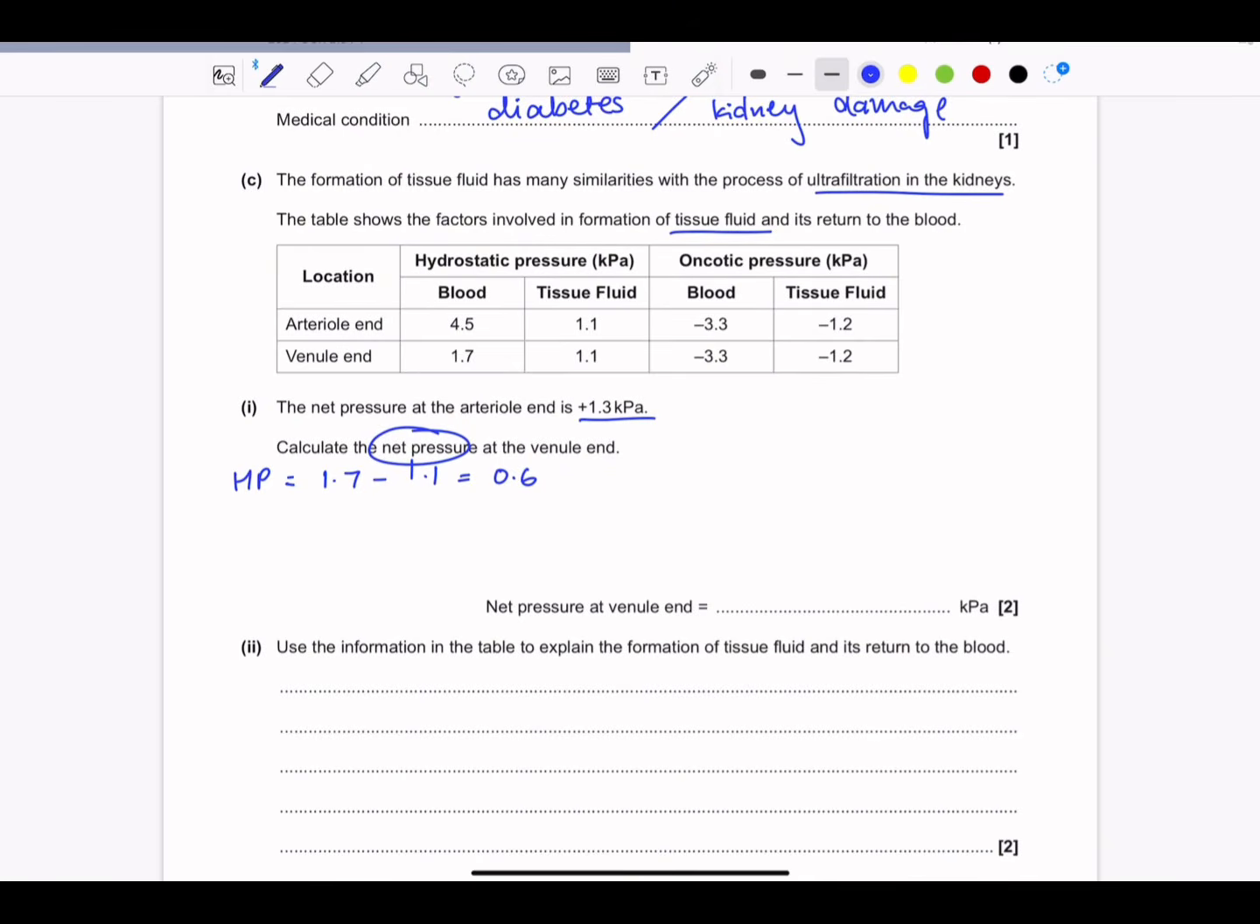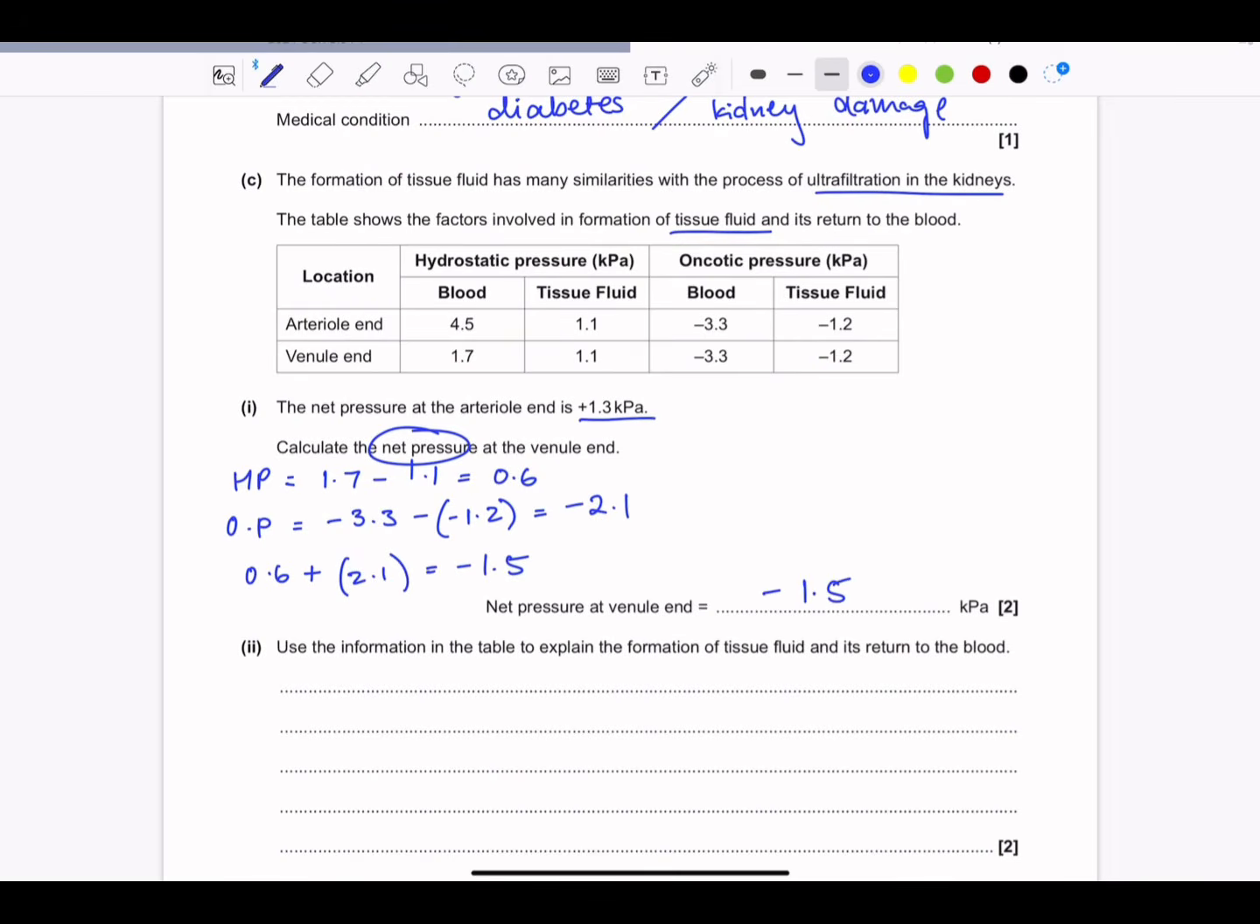So subtracting it. A very similar thing for the oncotic pressure. We need to subtract both values. So 3.3 subtracted by negative 1.2, and that is negative 2.1. Then we want to add both of these pressures to give us the net pressure, or the total pressure. So that would be 0.6 plus negative 2.1. That's a total of negative 1.5 kilopascals.